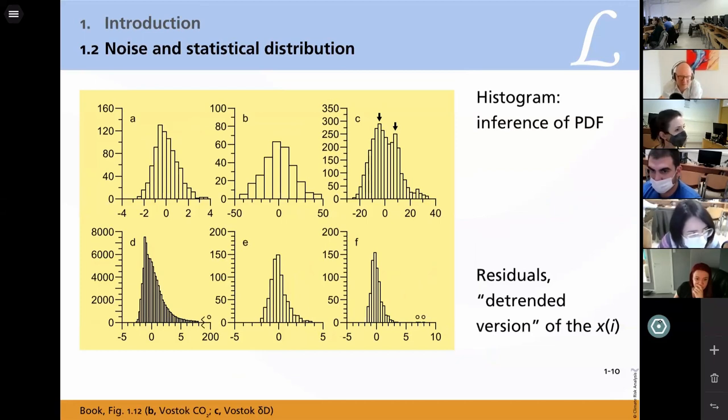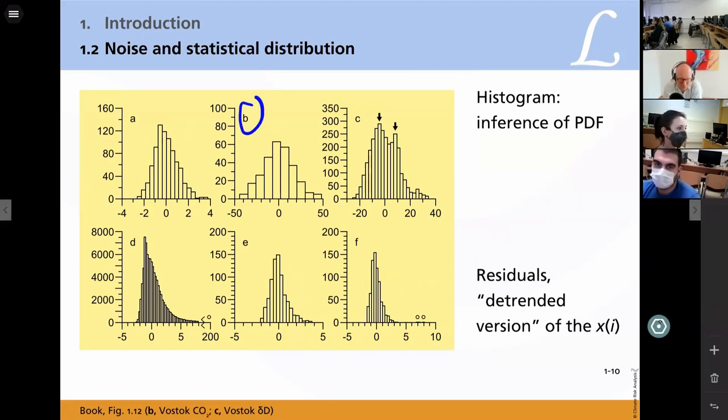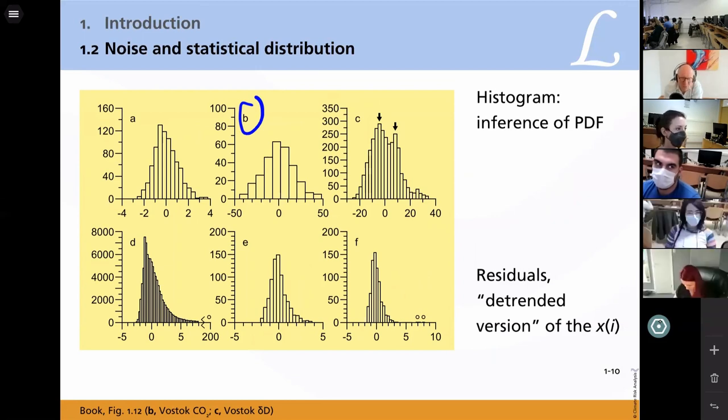Now, this is a plot, figure 1.12 from the book. It has 6 panels, and each panel shows a histogram of the random component of a time series. And this here, B, is Vostok CO2. The histogram basically is a tool: you look how many points are within a certain size class. For example, in this class are maybe 62 or so. It runs from minus 4 to plus 2 or so, and we have a total number of 1, 2, 3, 4, 5, 6, 7, 8, 9, 10 classes, okay? This is Vostok CO2, and Vostok deuterium would be that one.